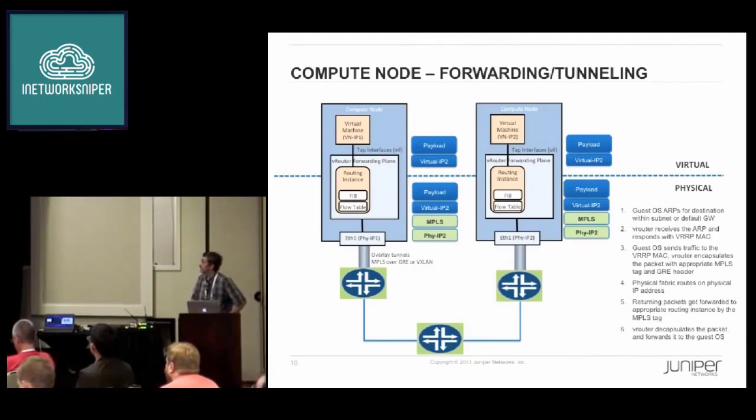So once the packet reaches that server, the vRouter module would decapsulate the GRE header, and then based on the MPLS label, it knows which VM on that machine needs to receive that packet. So it goes up on that tap interface and finally reaches the VM.